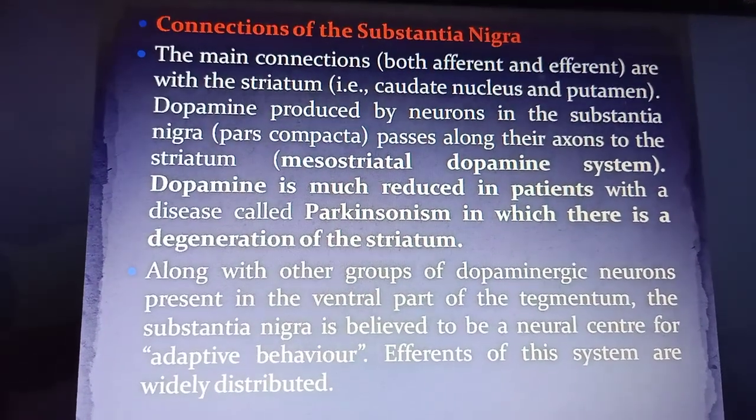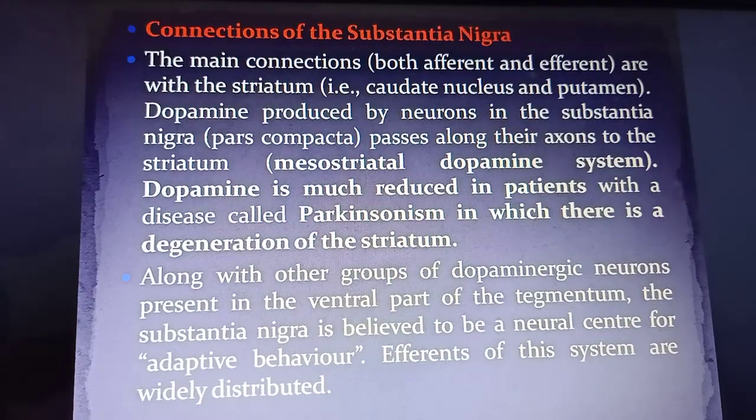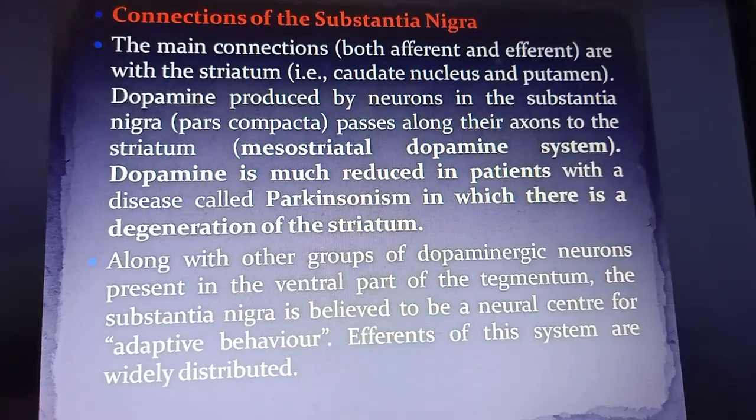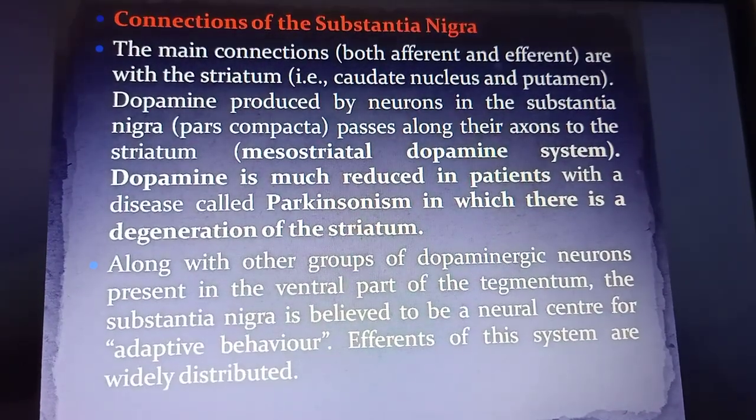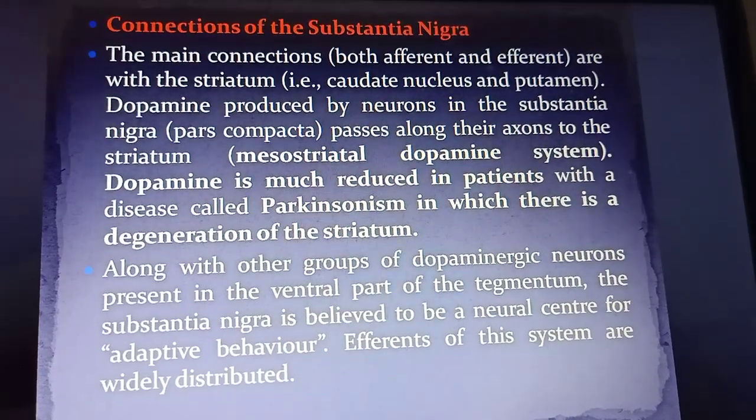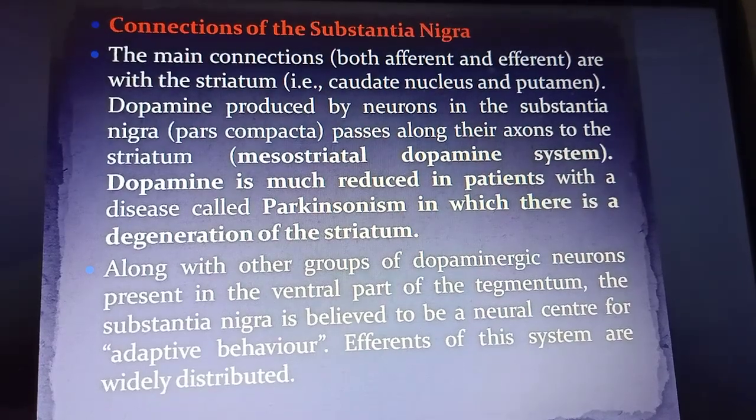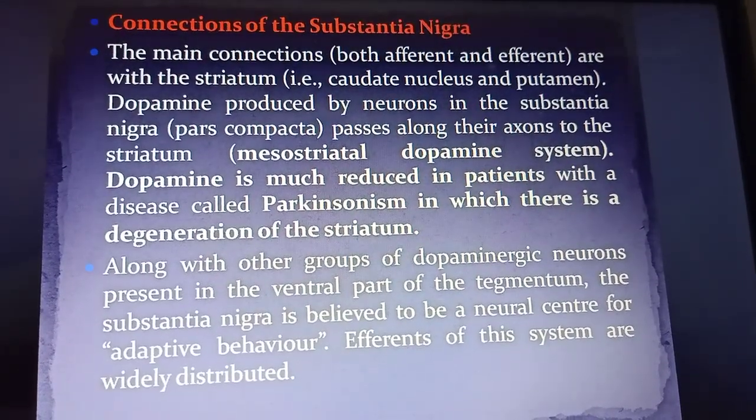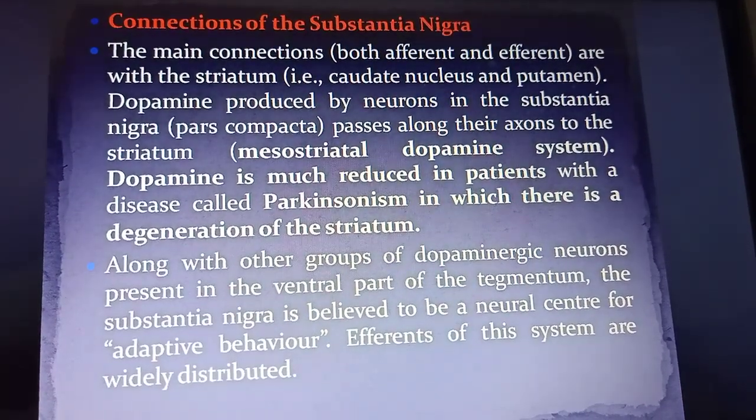Dopamine produced by the neurons in the substantia nigra, that is the pars compacta part, passes along the axon to the striatum. Dopamine is much reduced in patients with the disease known as Parkinsonism, in which there is a degeneration of the striatum. Along with other groups of dopaminergic neurons present in the ventral part of the tegmentum, the substantia nigra is believed to be a neural center for adaptive behaviors. Efferents of these systems are widely distributed.